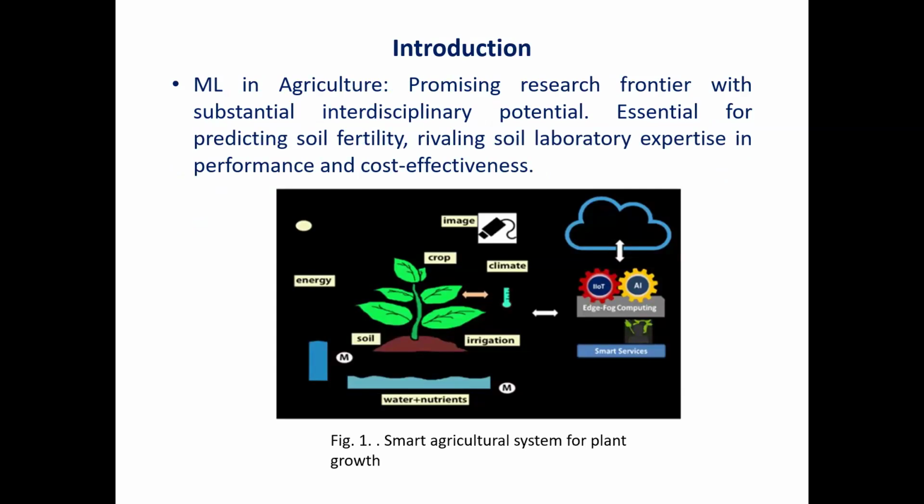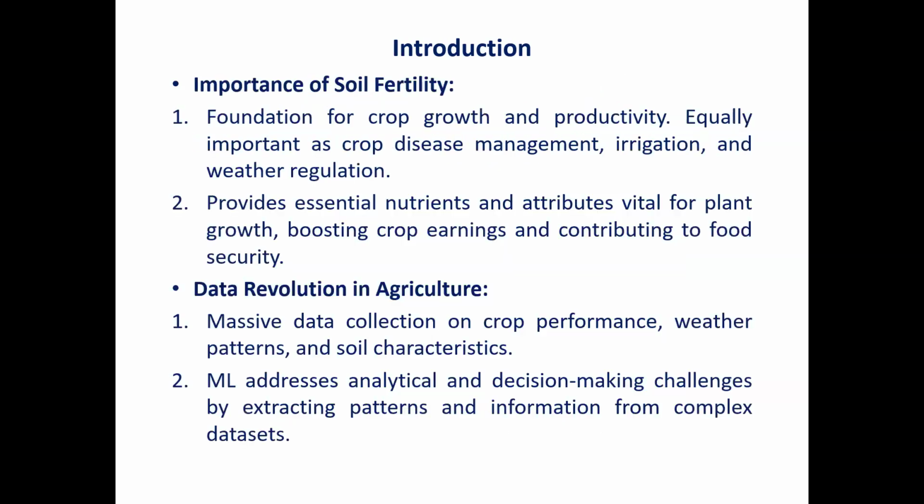Another one is the introduction, which we call machine learning in agriculture. In the introduction, as we know, in a smart agriculture system there are many requirements for the plant. This is a demo, a normal figure of the smart agriculture prediction system. Here we are predicting soil fertility, taking some soil laboratory experiment data from the bureau. With the help of that, the analysis will be done.